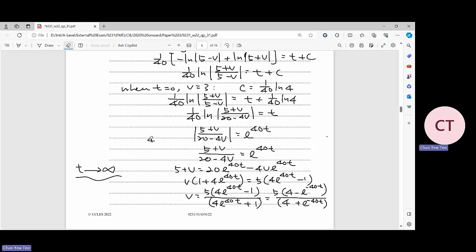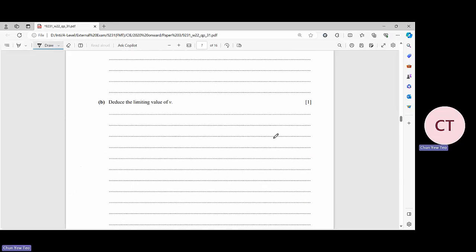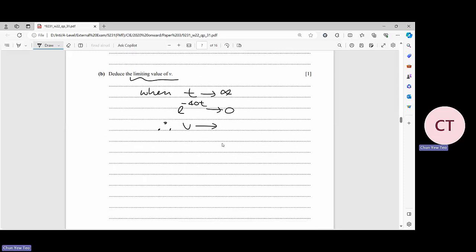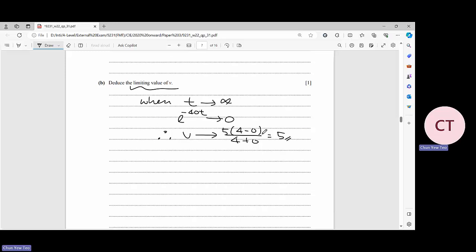As you can see, the next question is the one that I mentioned here. It requires you to deduce the limiting value. That means when t is approaching infinity, e power negative 40t will be approaching 0. Therefore, your v will be approaching the whole thing here, copied down, just making e power negative 40t become 0. So it will be 5 times 4 minus 0 over 4 plus 0. So at the end, you get 5. That will be the answer for part b. Done.